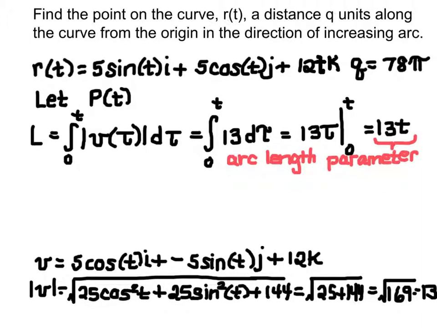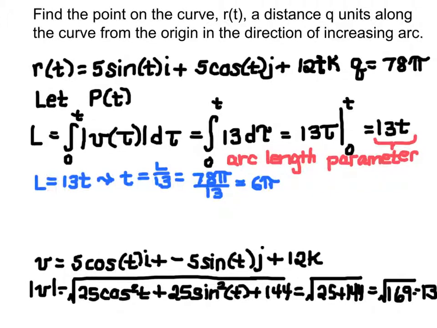And we want to use this equation that the arc length L is equal to 13t, and solve for t. And if we solve for t, we find that t is equal to L over 13. Well, our arc length is 78 pi. So let's put 78 pi in for L, and we end up with t is equal to 78 pi over 13, which is equal to 6 pi.